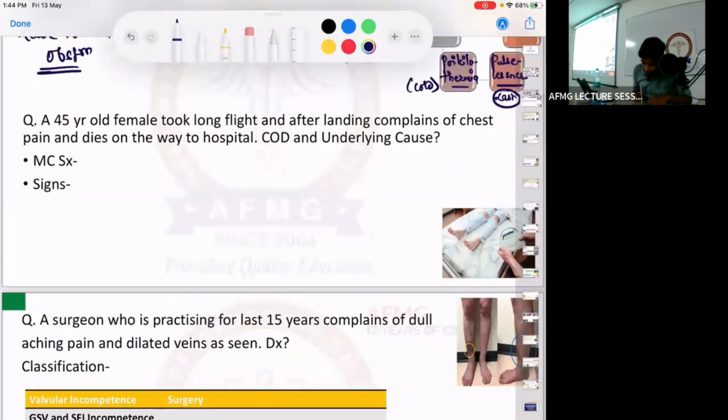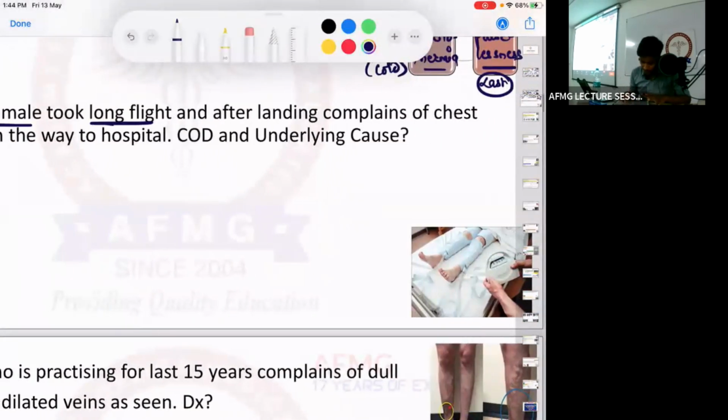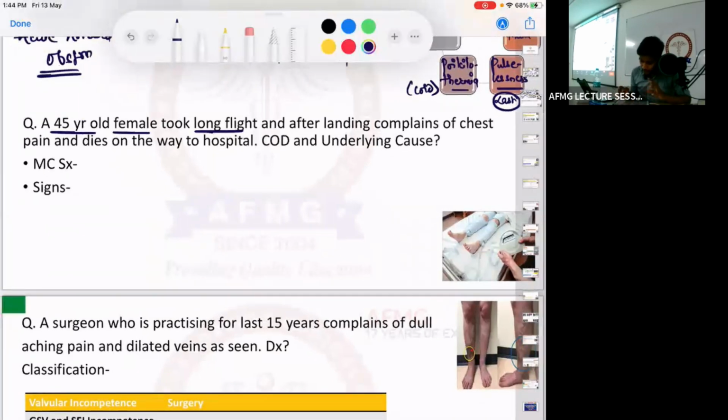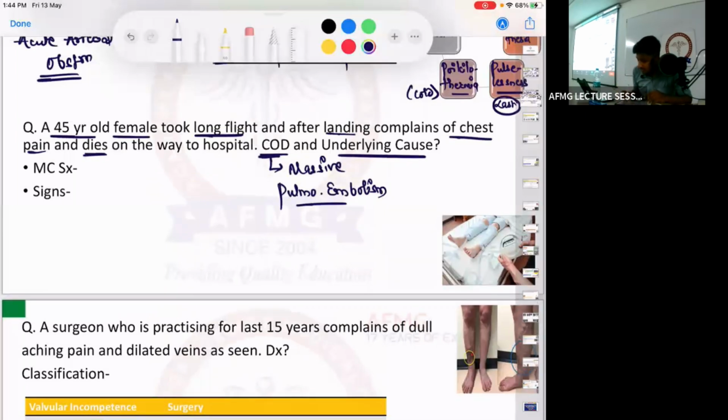Moving further, this is an important question for medicine as well as ortho. A 45-year-old female took a long flight and after landing complains of chest pain and dies on the way to the hospital. What is the cause of death and the underlying cause? The cause of death is massive pulmonary embolism. And why did this pulmonary embolism occur? What was the underlying cause? DVT. The underlying cause was deep venous thrombosis.